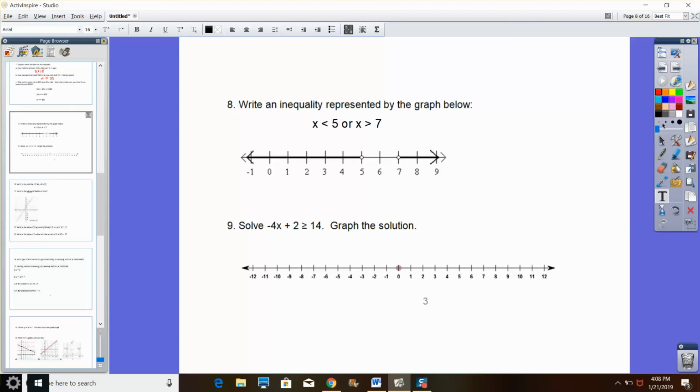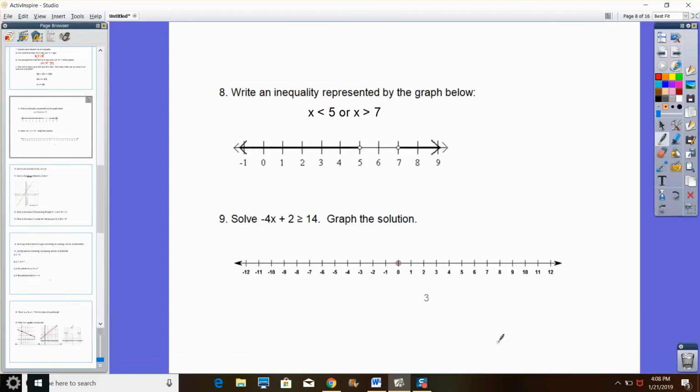So 4x plus 2 is greater than or equal to 14. So that means we're going to subtract 2. Just like an equation. When you solve an inequality, it's just like an equation. So we subtract 2. That's going to be negative 4x, and that's going to be greater than or equal to 12. And then I'm going to divide by -4.